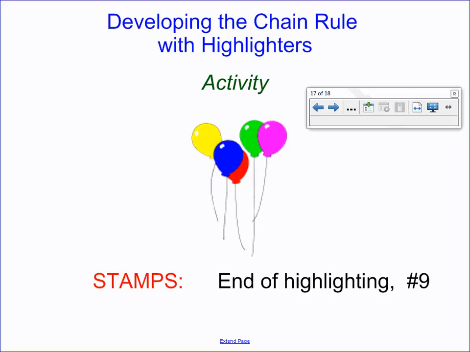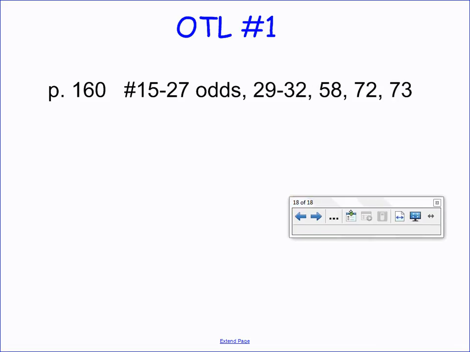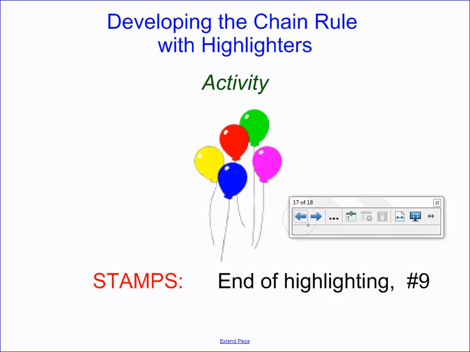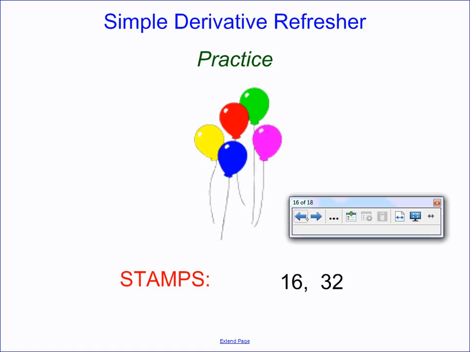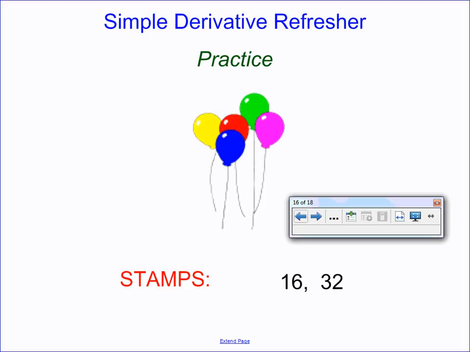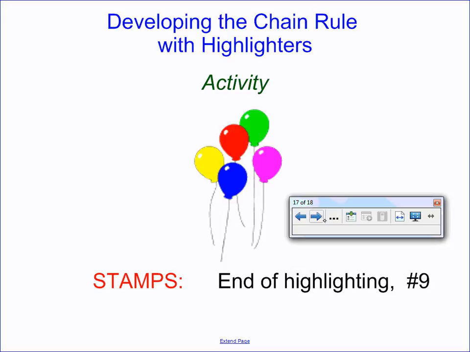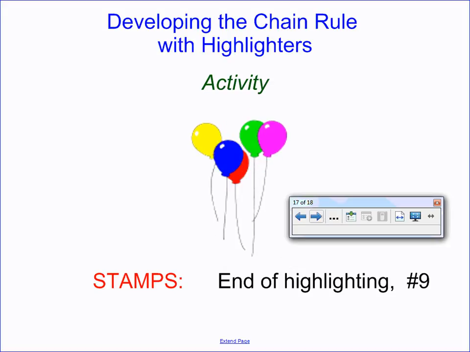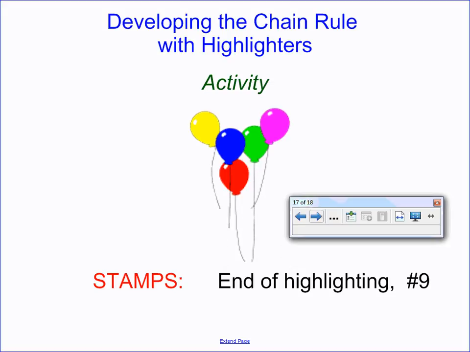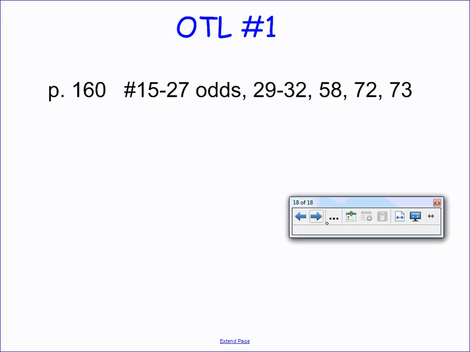Your OTL tonight includes the chain rule application, and that OTL is written here, and I haven't put on the board, so I'm going to do so now. So once again, first, do simple derivative refresher, stamps at 16 and 32. After you've checked it, please come up to the front table and I'll issue stamps. Then you're going to work with your partner on the highlighter activity. At the end of highlighting, you get a stamp, and then a number 9 for a total of 4 in-class stamps. And your OTL number 1 includes chain rule applications, and I'll put that on the board. I'll go ahead and stop the recording.